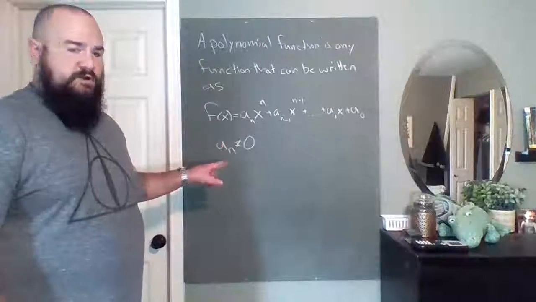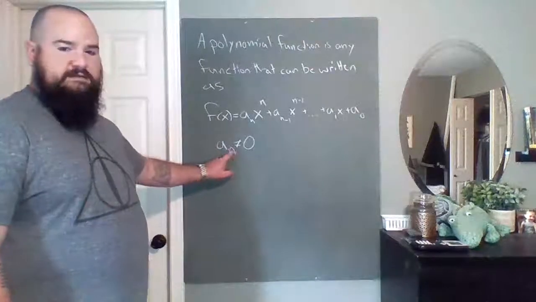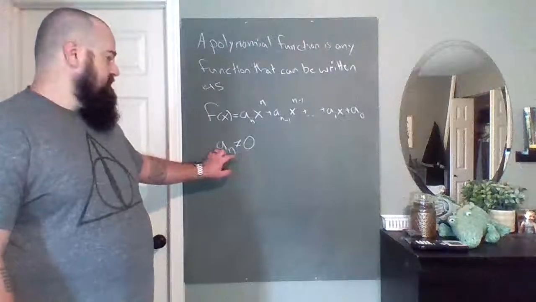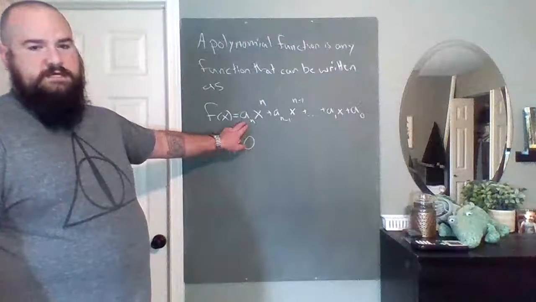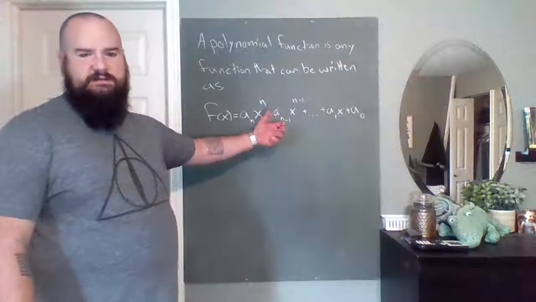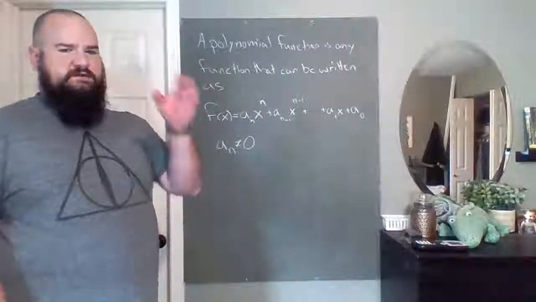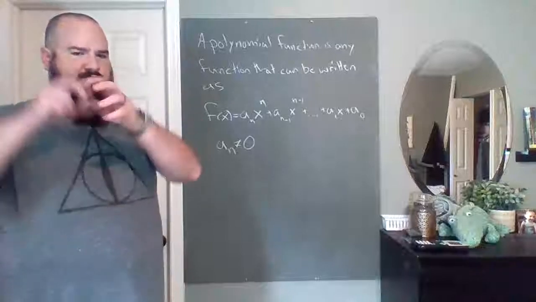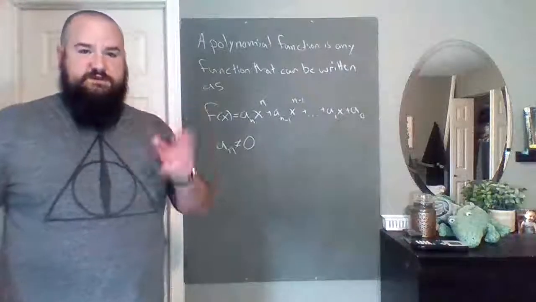So there's a couple requirements here. First, the one that I wrote on here is a sub n does not equal 0. If a sub n were to equal 0, then this wouldn't be our a sub n, because that would be 0. So then we just say that this is a sub n instead of a sub n minus 1. If it's 0, then that isn't a part of it, and this is where we start.